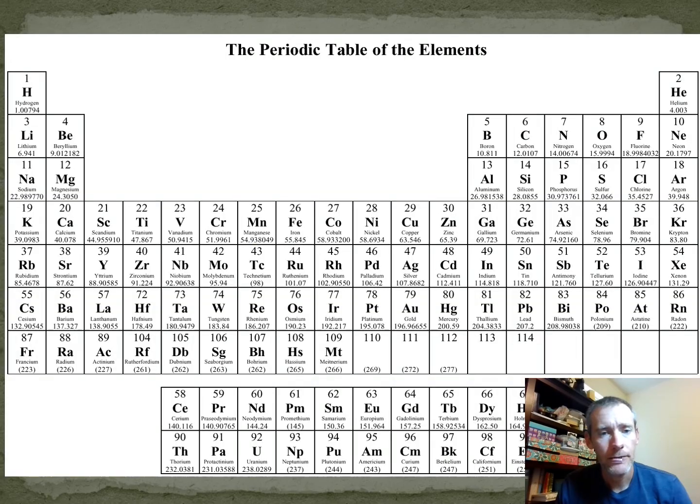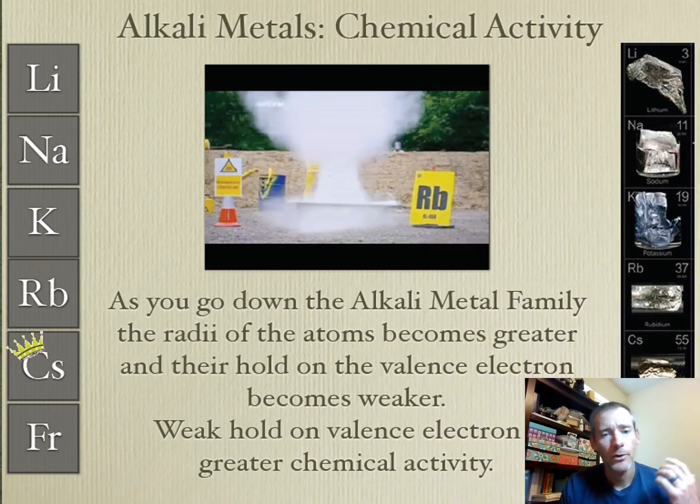All right, chemical reactivity down the group. So again, as you go down the alkali metals, you are going to have a weaker hold on their electrons. So it means there's a greater chemical reactivity. So the weaker hold on their electrons means a greater activity. That's for metals though.